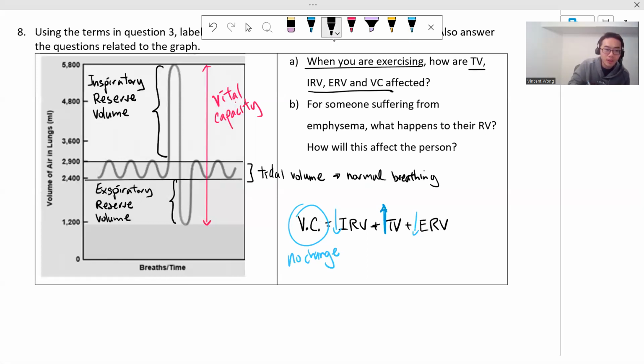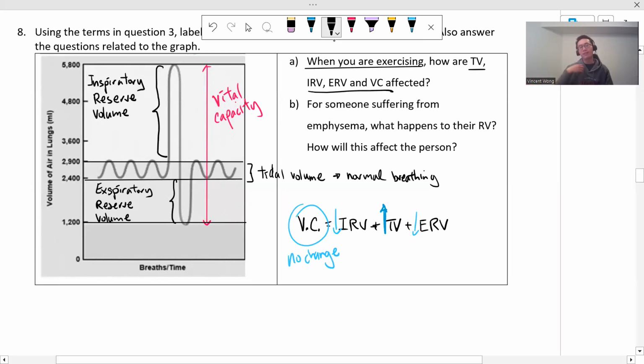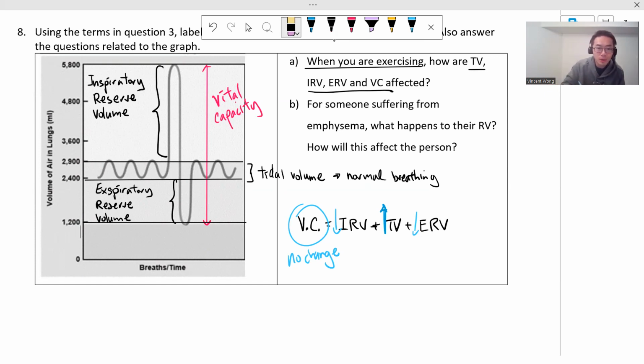So, two more things here. When you breathe out as much as you can, even after you exhale the ERV, the lung volume turns out to be not zero. You still have some air in there. I'm going to add another line here. I'll explain later. This is called the residual volume. This is air that does not leave the lungs. These are dead air.